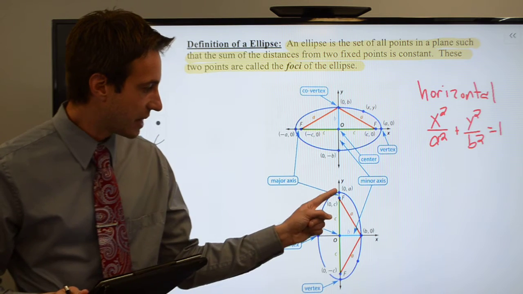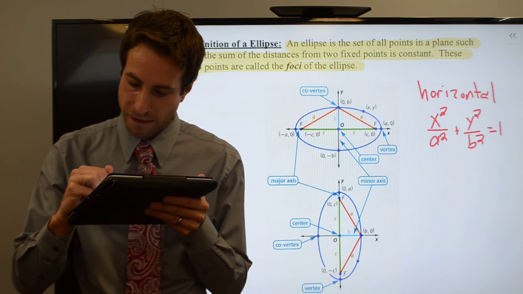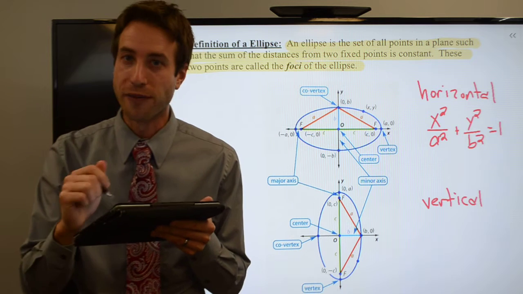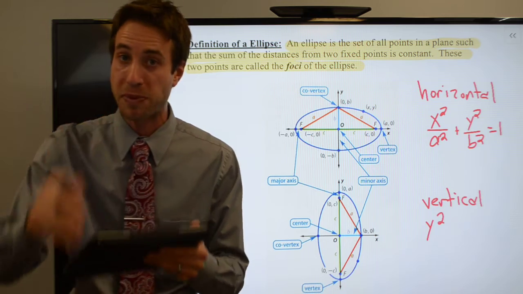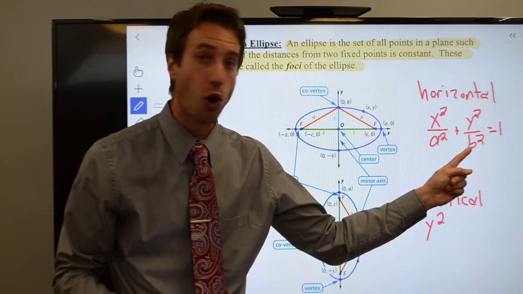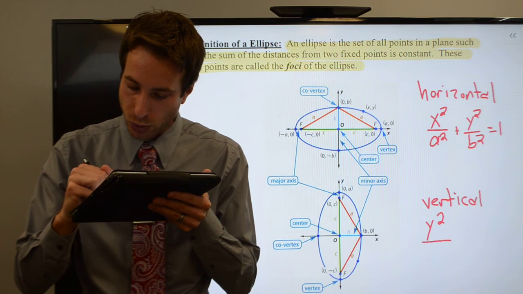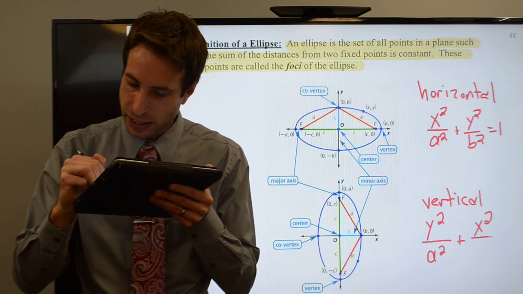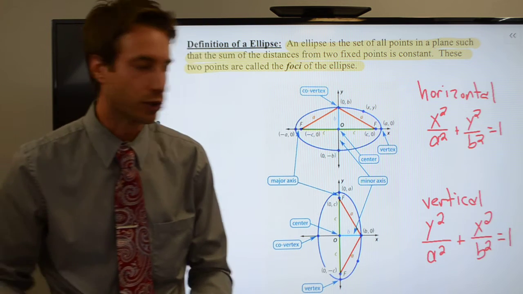The other one, the long axis, is oriented vertically. So this would be my vertical ellipse. Again, right off the formula sheet, you can see they switch places. Now the y squared comes first, but be careful. It is no longer over b squared. Now the y squared is over a squared. We'll talk about that in just a second. The x squared is now over the b squared. It is still all equal to 1.